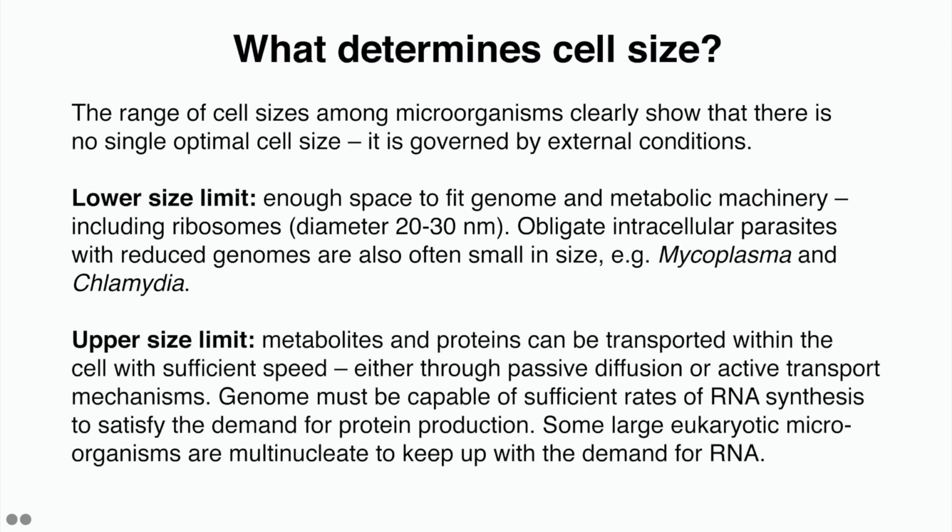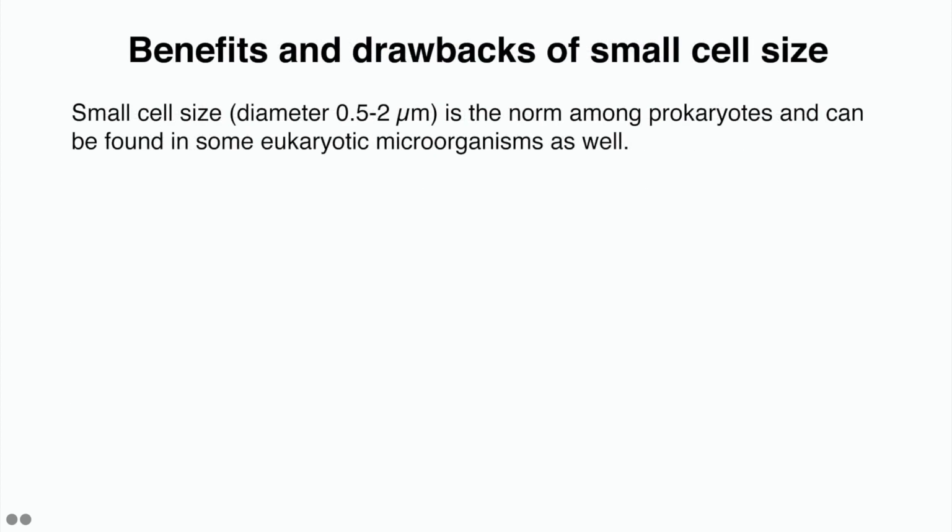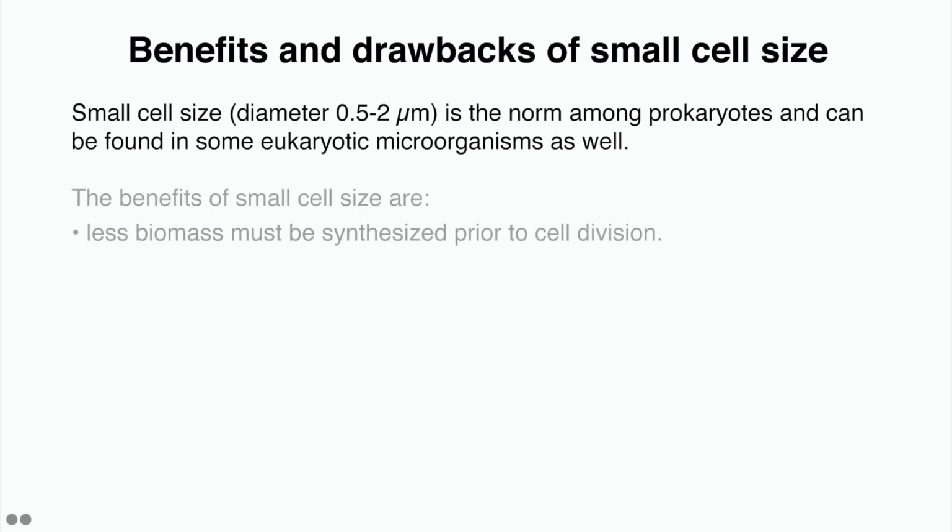The upper size limit for a cell is determined by whether metabolites and proteins can be transported within the cell with sufficient speed, either through passive diffusion or active transport mechanisms. The genome must be capable of sufficient rates of RNA synthesis to satisfy the demand for protein production. Some large eukaryotic microorganisms are multinucleate to keep up with the demand for RNA. Small cell size is the norm among prokaryotes and can be found in some eukaryotic microorganisms as well.